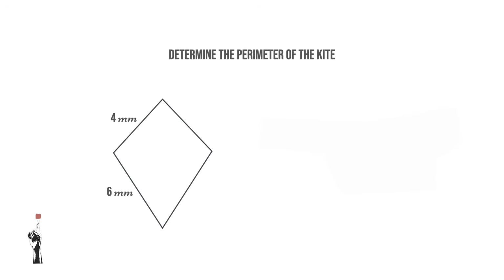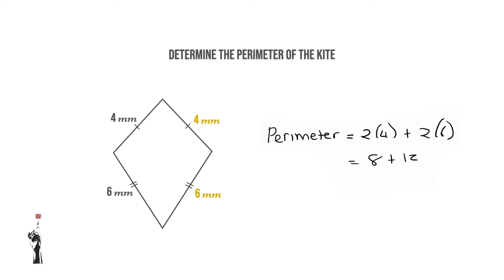To determine the perimeter of this kite, I know that a kite has two pairs of adjacent sides that are equal. So, this side is also 4 millimeters and this side is also 6 millimeters. Therefore, my perimeter is equal to 4 plus 4 plus 6 plus 6, or 2 times 4 plus 2 times 6. That is 8 plus 12, which gives me an answer of 20 millimeters.